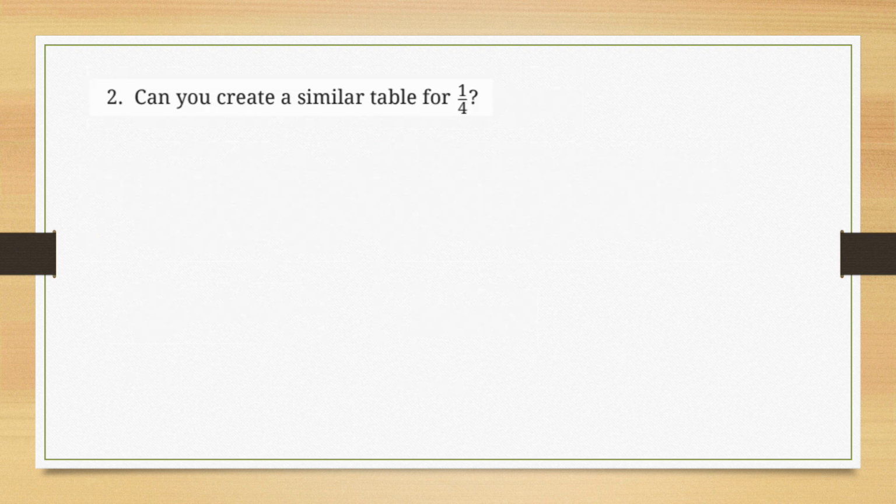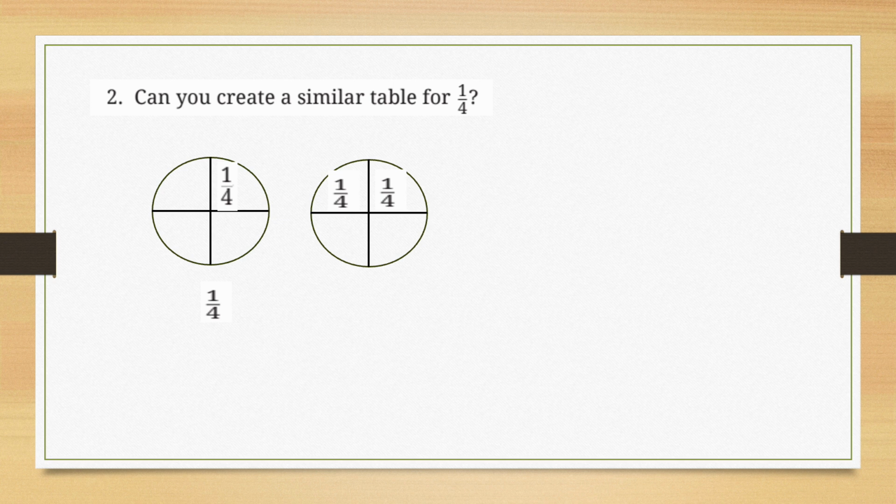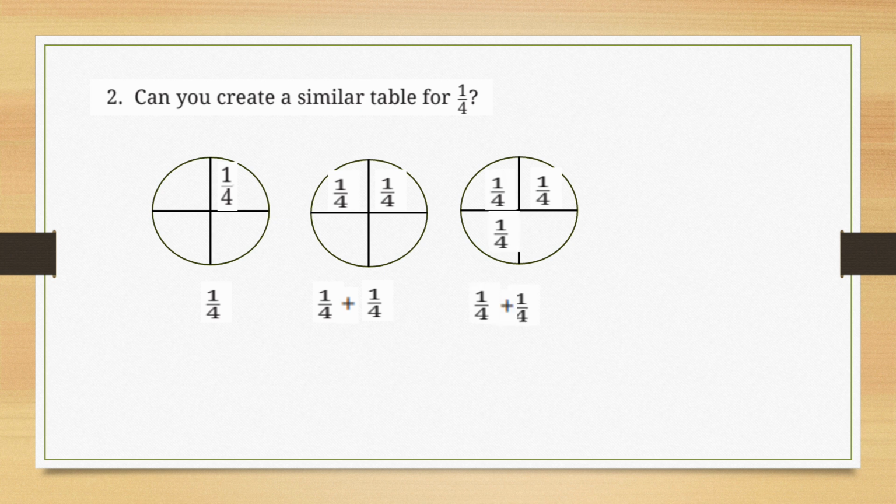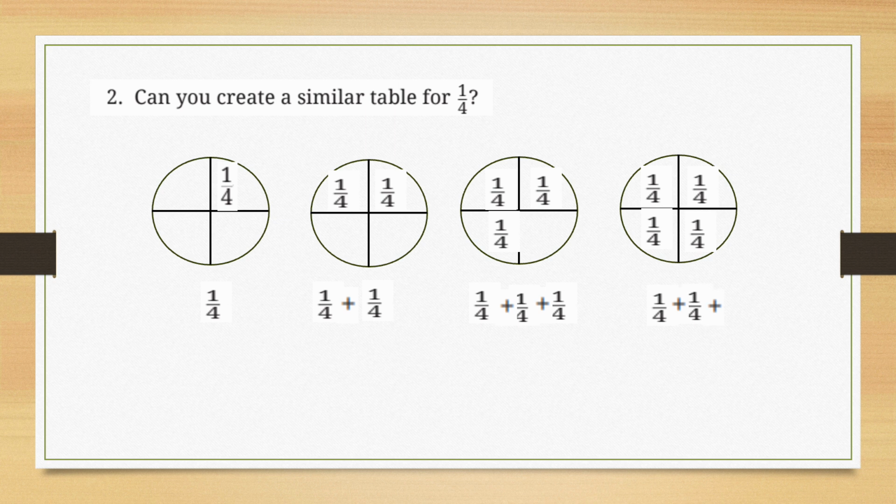Can you create a similar table for 1 by 4? Instead of half, can you create a table for quarter? That is 1 by 4. See, here each part is 1 by 4. So this is 1 by 4. Then 2 quarters, 1 by 4 plus 1 by 4. Then next 3 quarters, that is 1 by 4 plus 1 by 4 plus 1 by 4. Next one, 4 quarters, that is 1 by 4 plus 1 by 4 plus 1 by 4 plus 1 by 4.